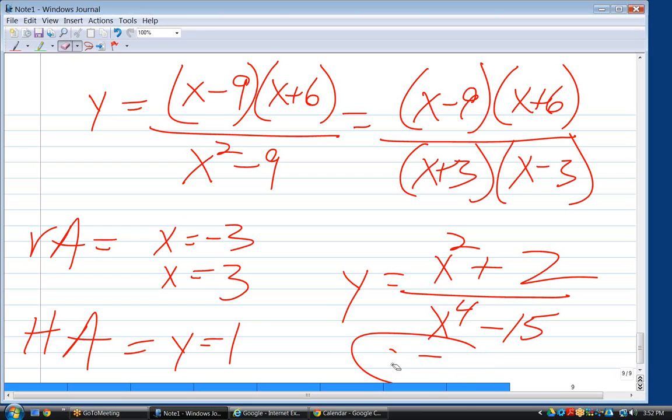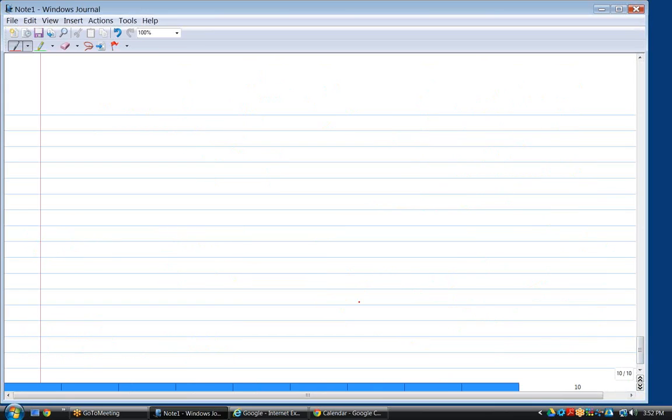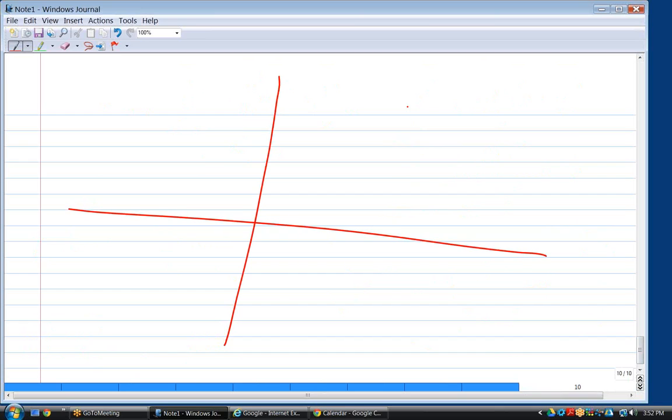The third situation is where the numerator is exactly 1 bigger than the denominator. When you have this situation, you do the division, and you end up with an oblique asymptote. Have you studied oblique asymptotes? Yeah, we didn't do much with them.